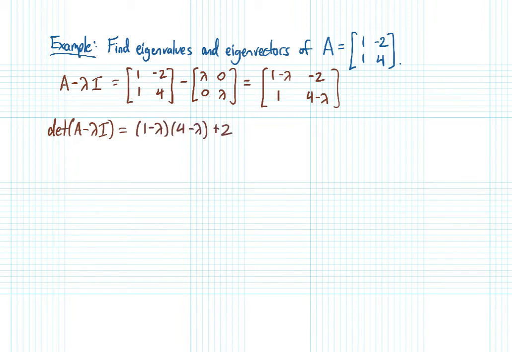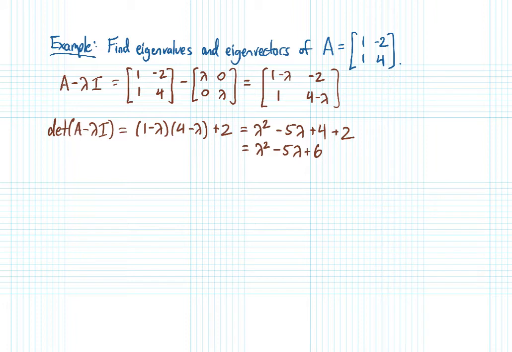And so that's going to be (1 minus lambda) times (4 minus lambda), and then minus 2 times 1, so that's a plus 2. And so when you expand out the parentheses here, you get lambda squared minus 5 lambda plus 4, and then there's still that plus 2 there. And so that's lambda squared minus 5 lambda plus 6. Obviously, feel free to skip some of these steps if you feel comfortable doing so.